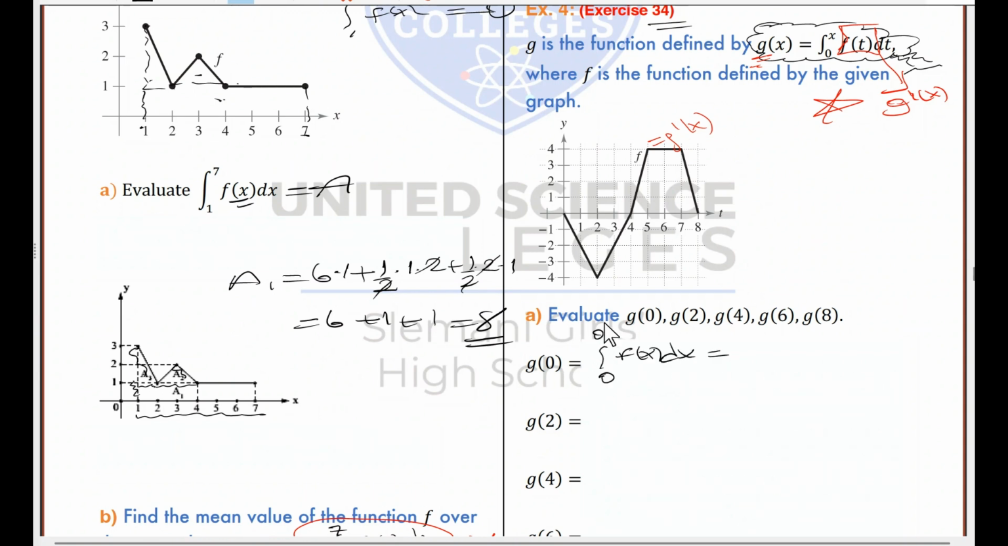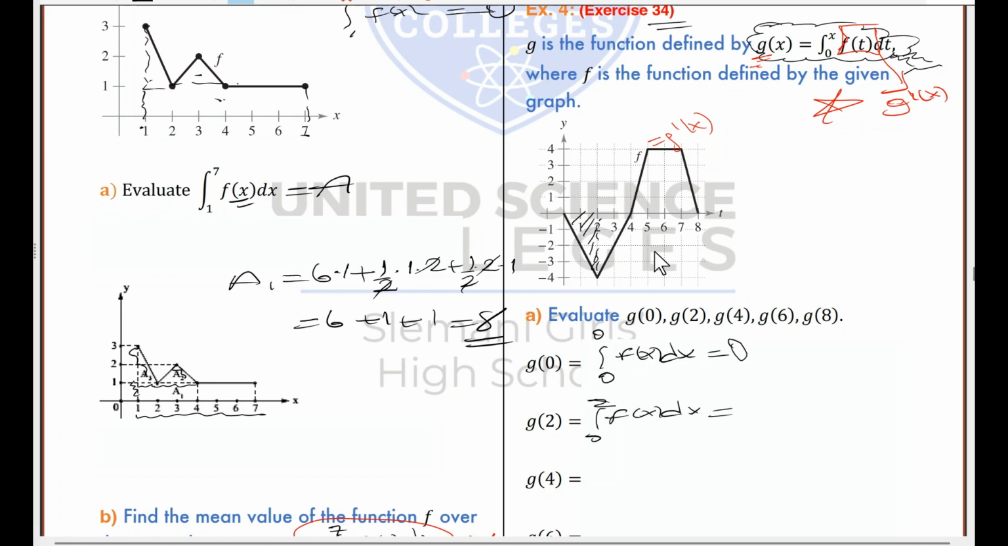Then the bounds are the same, so we can directly say the result is 0. What about for 2? It's from 0 to 2 now. Since the function is not given and the graph is given, as in the previous question, in order to find the integral of a function, if the graph is given, then we are going to apply area. So let's find the area from 0 to 2. From 0 to 2, I see a triangle, so I will find the area of the triangle.